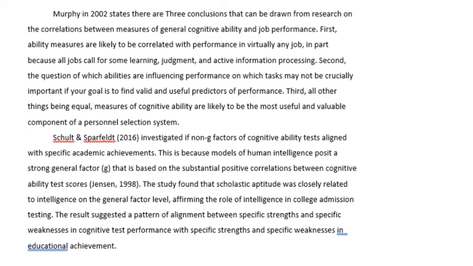Shelton and Sparfeldt in 2016 investigated if non-g factors of cognitive ability tests aligned with specific academic achievements. This is because models of human intelligence posit a strong general factor, g, that is based on substantial positive correlations between cognitive ability test scores, Jensen, 1998. The study found that scholastic aptitude was closely related to intelligence on the general factor level, affirming the role of intelligence in college admission testing. The results suggested a pattern of alignment between specific strengths and specific weaknesses in cognitive test performance, with specific strengths and specific weaknesses in educational achievement.